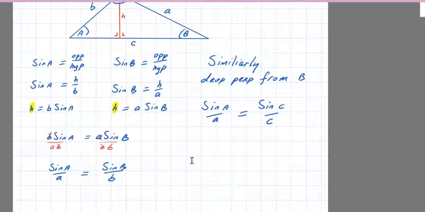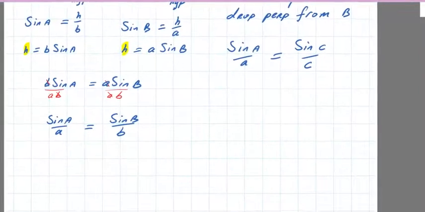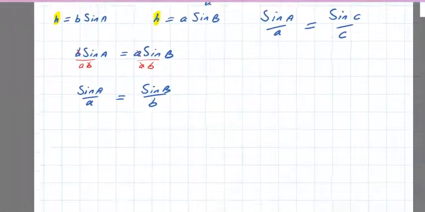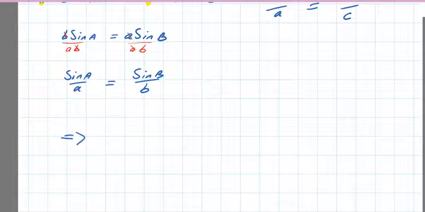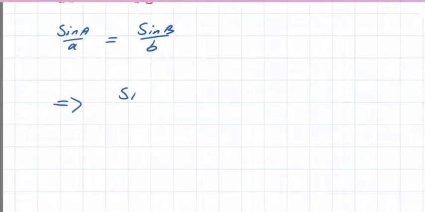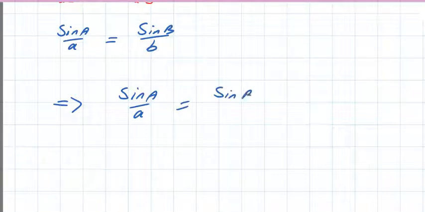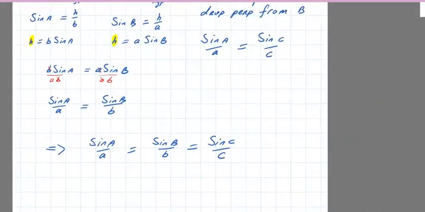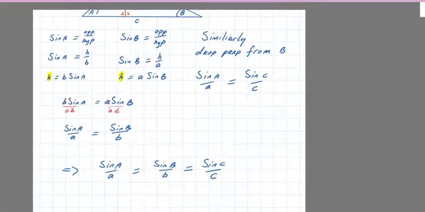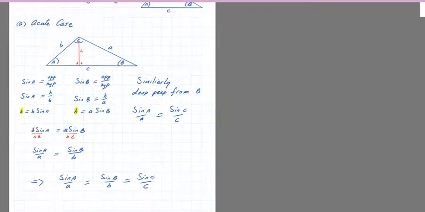And now putting the two things together, if sine A over a is sine B over b, and it's also equal to sine C over c, well then the three must be equal. So that implies that they're all equal to each other, that the sine of A over a equals the sine of B over b equals the sine of C over c. And that's it. That's the first part of the proof done. That's the acute case.